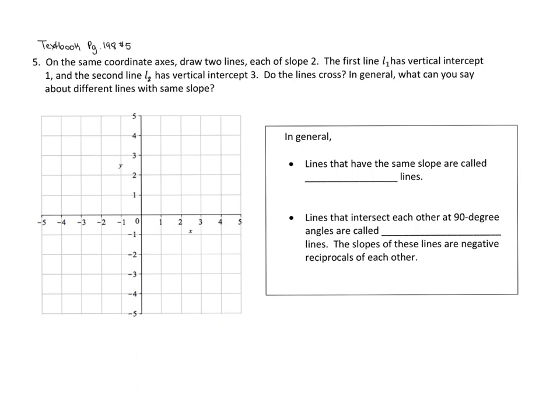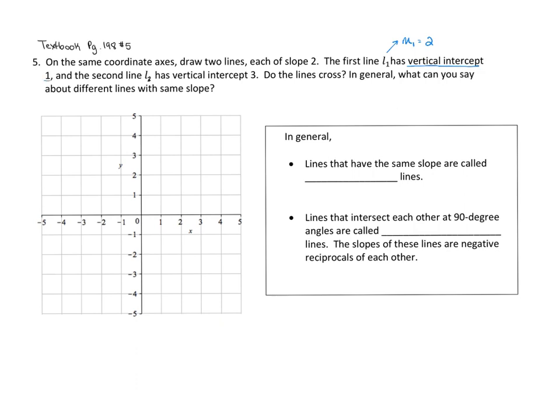Anytime you're given a problem like this, you always want to break it down. So let's start with the fact that we have two lines with the same slope, and that slope is 2. So my first line, which I'm calling L1, let's call its slope m sub 1. So we know that the slope of line 1 is going to be 2. And then we also know that line 1 has a vertical intercept at 1.